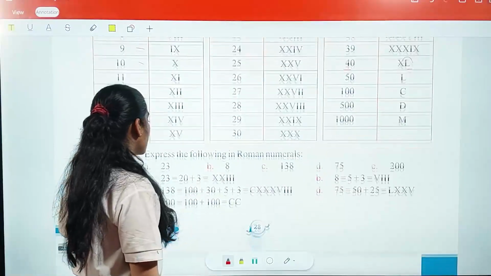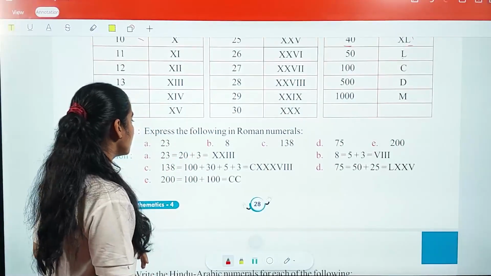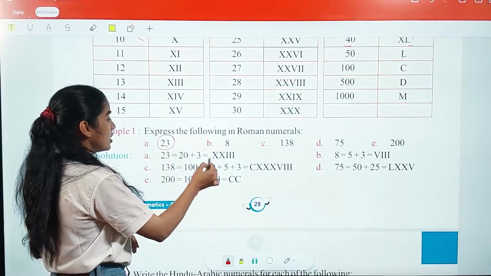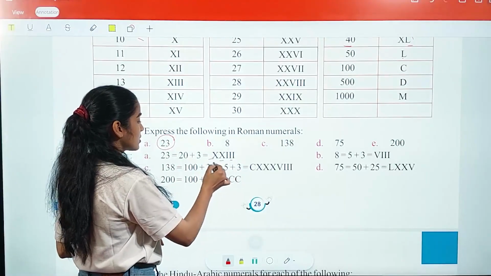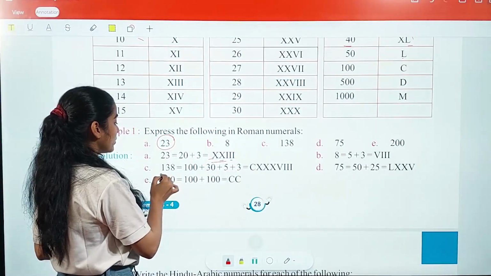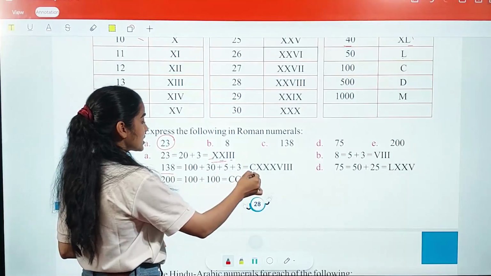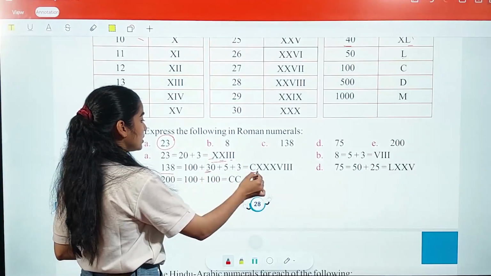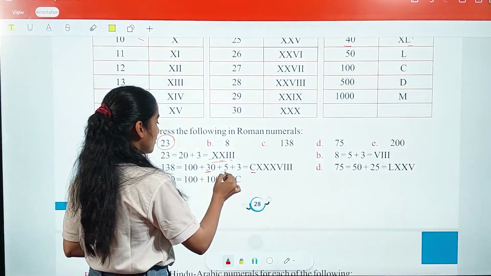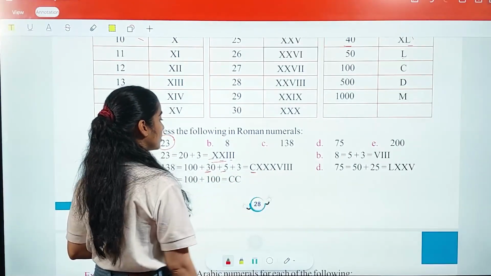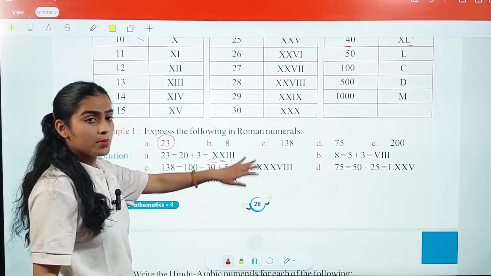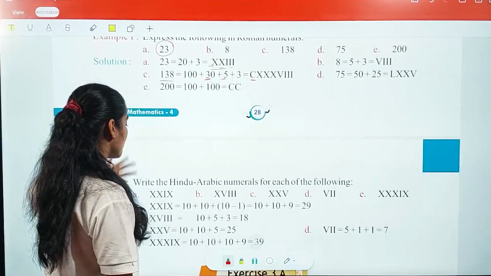Okay, students. Now express the following in Roman numerals. So this is your 23: 10 plus 10 and 3. This is your 23. 138: 100, it's your C. Okay. 30 is 3 times 10. 5 is your V and then 3. So this is the way you have to mention and represent these Roman numbers.